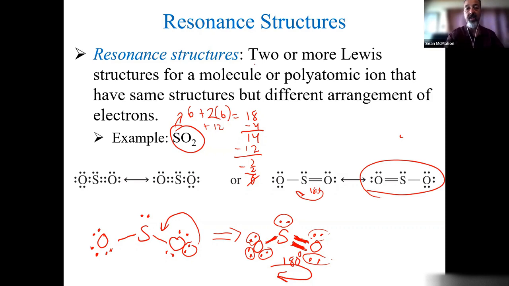So what do I mean? 2 or more Lewis structures for the same molecule or polyatomic ion, but a different arrangement. The reason why this is different is because in 2D, it appears that the double bond is on the right in this structure, and in this structure, it appears on the left, where in actuality, it's the same molecule. It's just a rotation in 3D of 180.